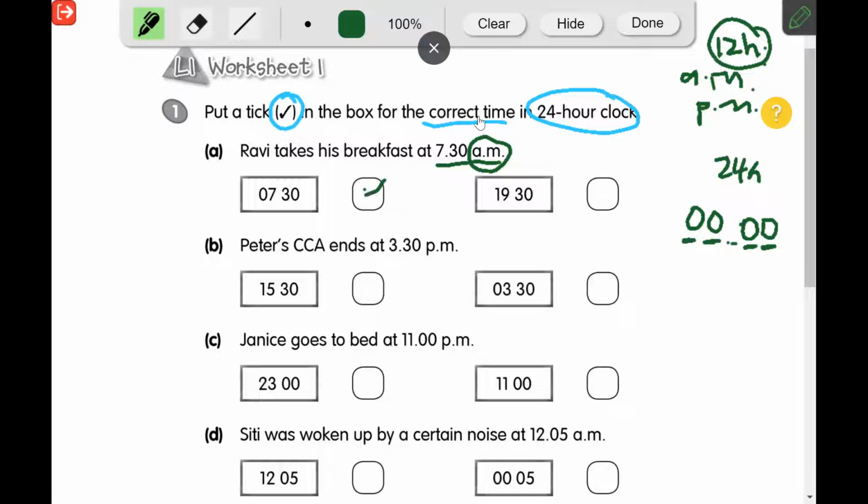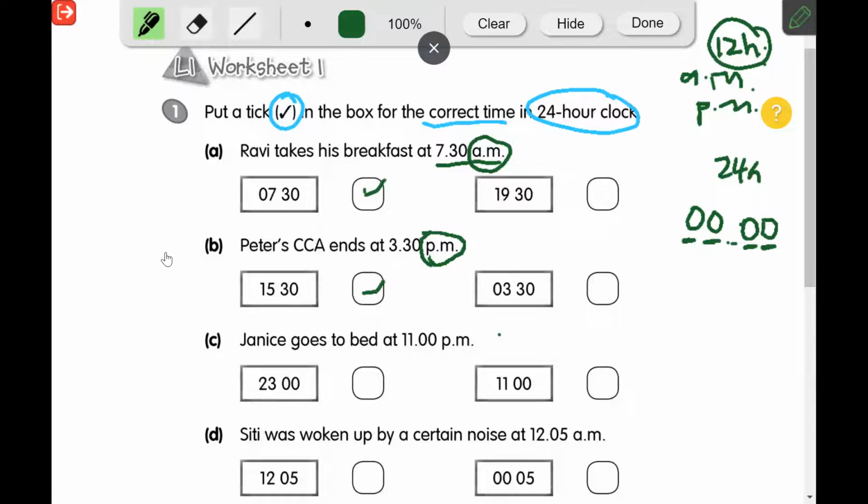Okay, so you will say that it's the 730th hour of the day. So it's like 30 minutes, but it's at that hour of the day. 700 hours to 800 hours, that in between the day, that timing. Okay, next. Peter's CCA ends at 3:30 p.m. So PM I must plus 12. What will be the answer? 1530 hours. Okay, I feel confident about reading it.